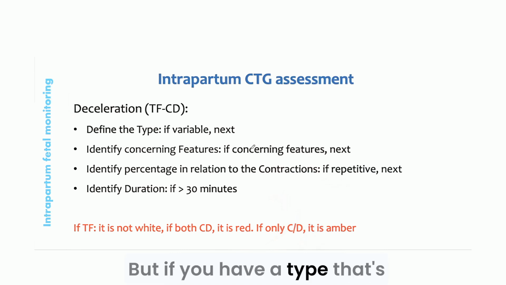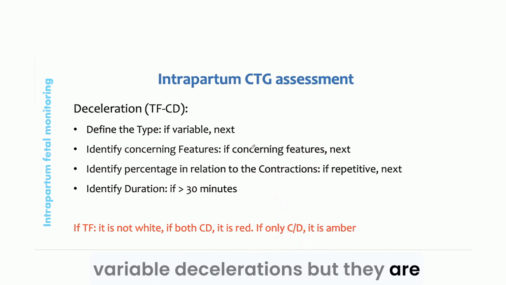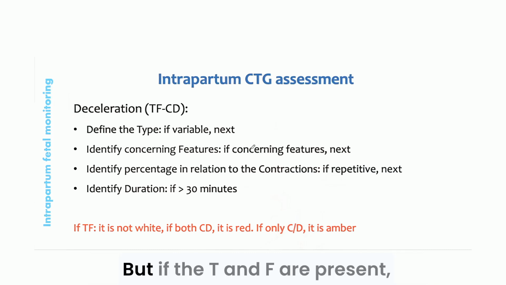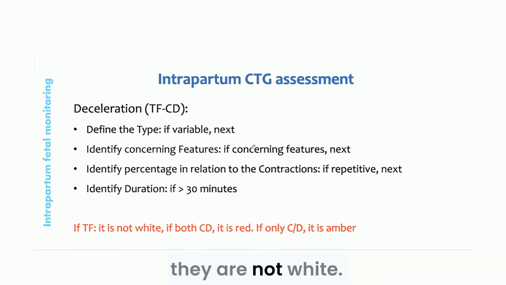But if you have a type that's variable decelerations, but they are not with concerning features, this means they are white, they are fine. But if the T and F are present, they are not white. So they can be amber or red.